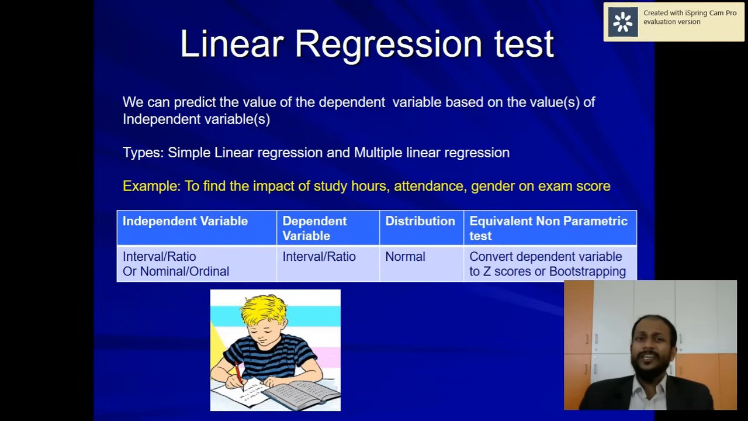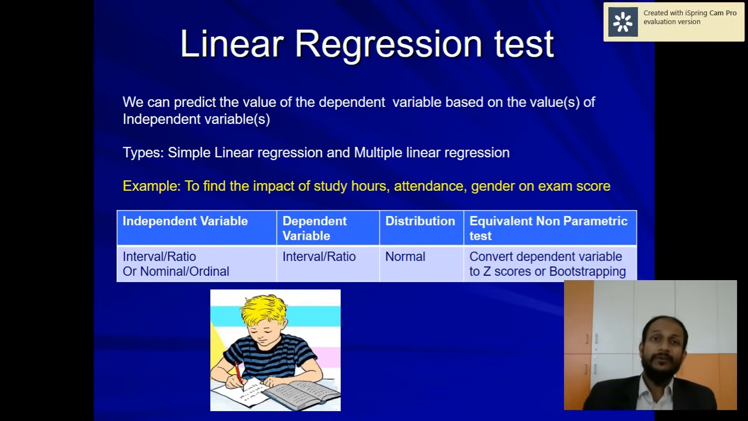For the second technique, I use something called linear regression. Now, when it comes to linear regression, here I predict the dependent variable through the available independent variable. Linear regression, most of the time, I use mainly for prediction purposes. Here also I have two types of linear regression: one is simple linear regression, and the other is multiple linear regression.